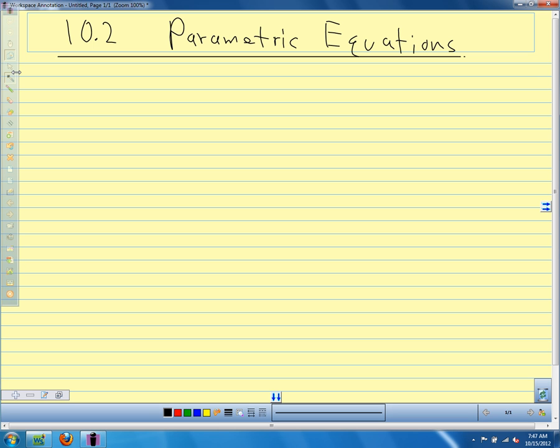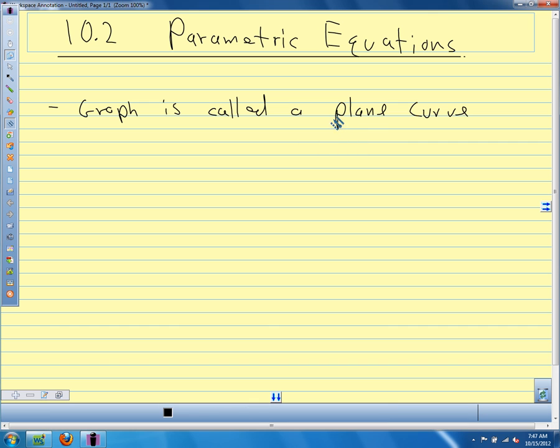If we're describing motion in terms of parametric equations, or we're graphing parametric equations, we call the graph a plane curve. So if we graph a parametric equation, just so you're familiar with the terminology, next semester we'll talk about space curves.